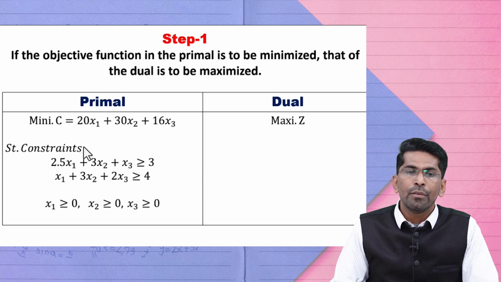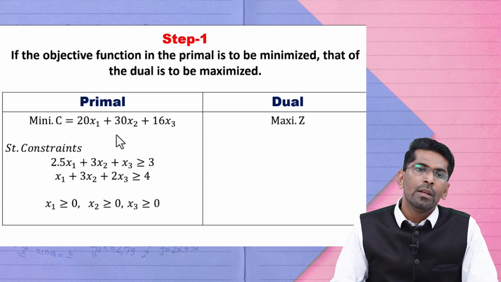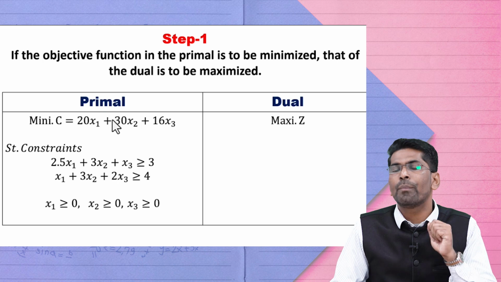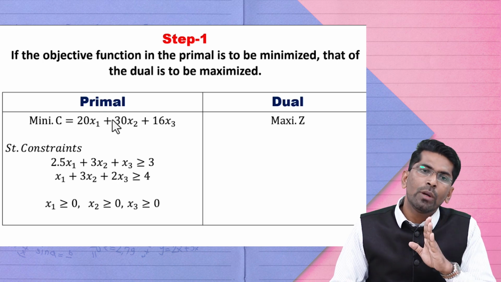This is the standard form of the minimization problem. Here the variables x1, x2, x3 are greater than or equal to 0. So we have a standard format of a minimization problem here. This is our primal problem. Now we are going to convert this primal problem into the dual.